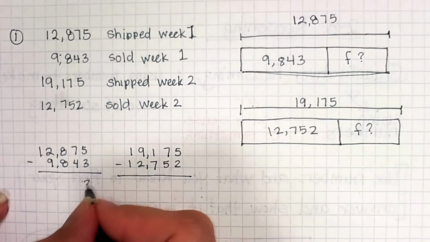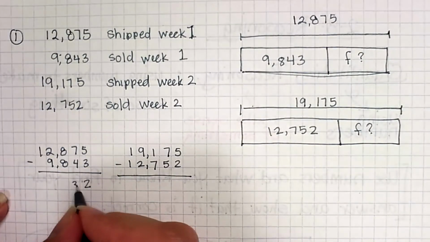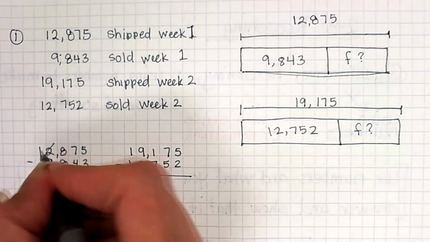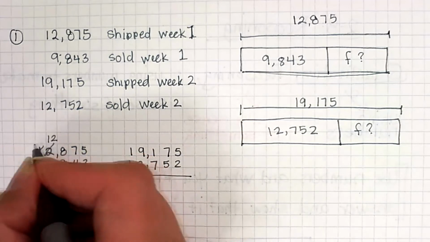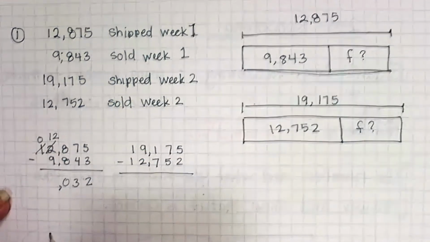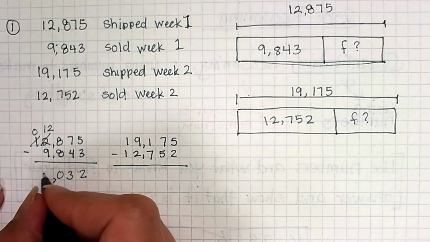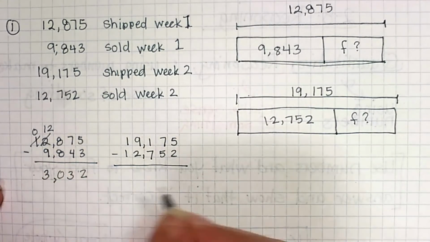5 take away 3 is 2. 7 take away 4 is 3. 8 take away 8 is 0. I can't do 2 take away 9. I need to borrow. So that 2 is going to become a 12. That 1 is going to become a 0. 12 take away 9 is going to give me 3. And there's nothing over there.